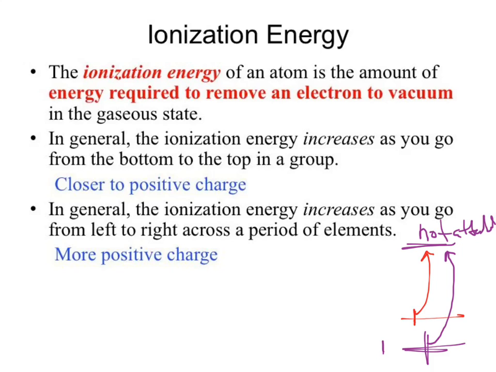What's happening with the ionization energy is a fairly similar concept. As we go from left to right across the periodic table, it increases. Why would it increase?